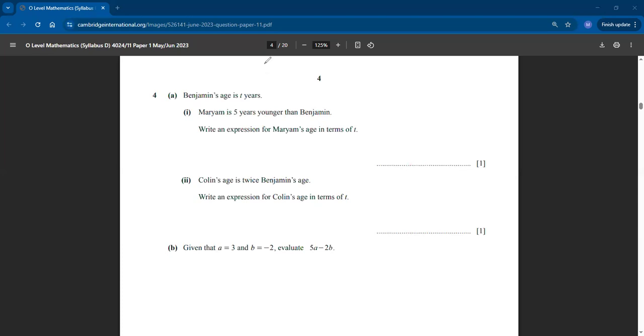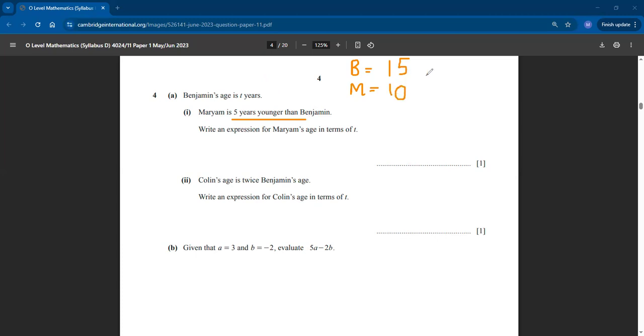So if Benjamin is, let's say, 10 years old, how old? Okay, now let's not take 10 to confuse. Okay, let's say Benjamin is 15 years old. So how old should Mariam be? Mariam is going to be 10 years old, right? Because it says over here she's 5 years younger than Benjamin. How did we work this out?